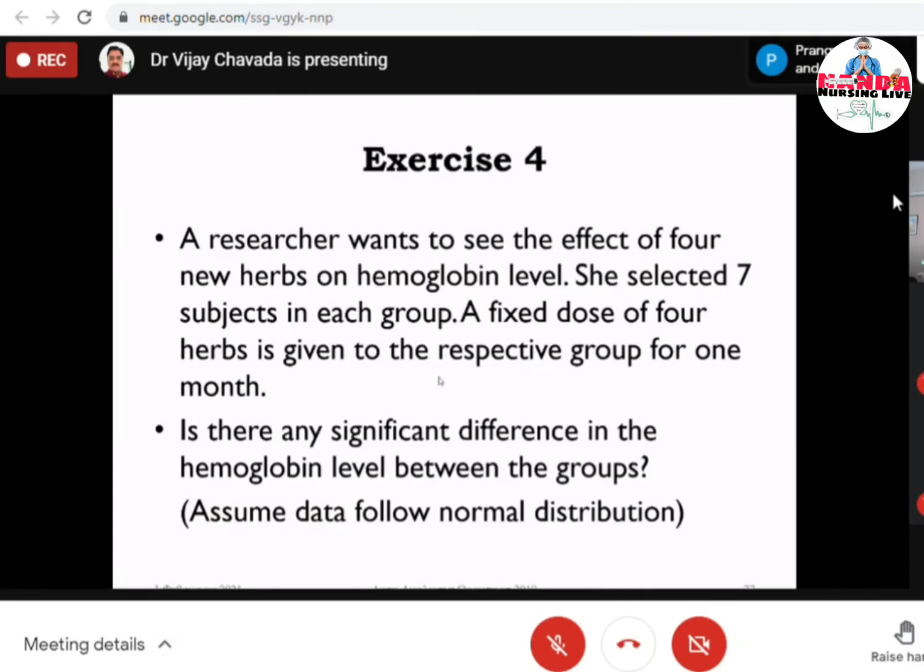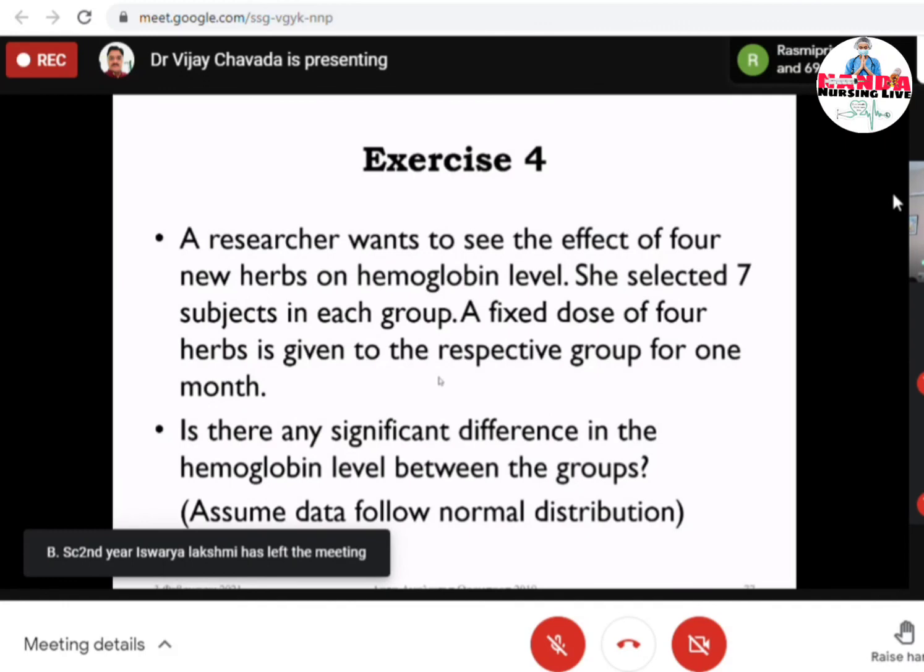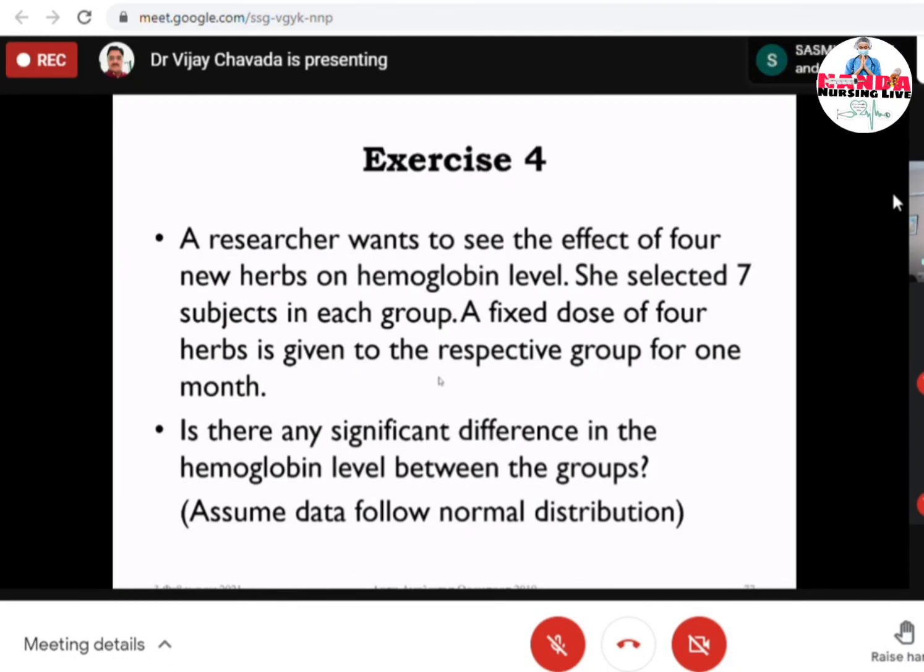A researcher wants to see the effect of 4 new herbs on hemoglobin level. So she selected 7 subjects. A fixed dose of the 4 herbs is given to the respective group for 1 month. Is there any significant difference in the hemoglobin level between the groups? Assume it follows normal distribution. She has taken 4 new herbs and she wants to know the change in hemoglobin level among 7 subjects in each group, right?